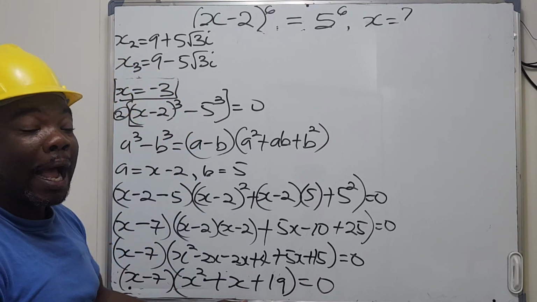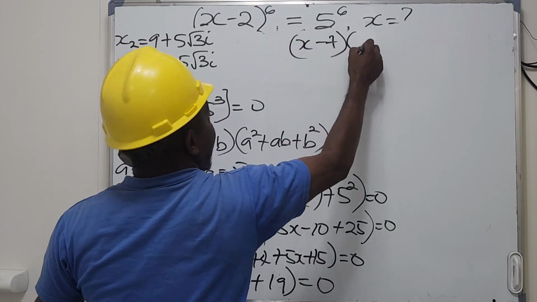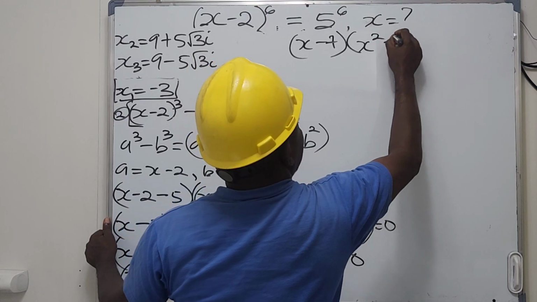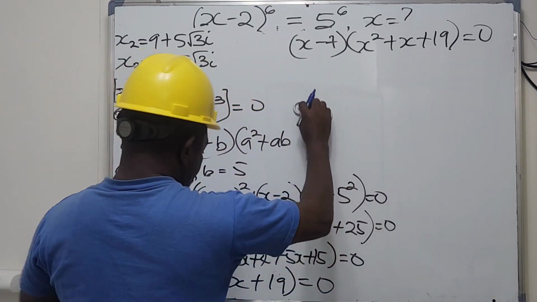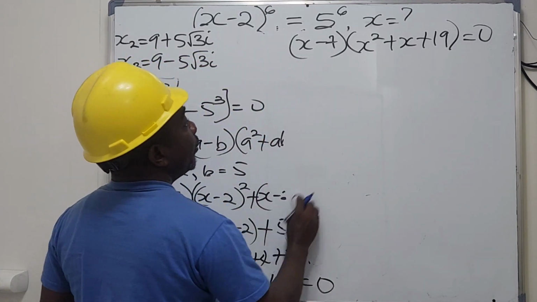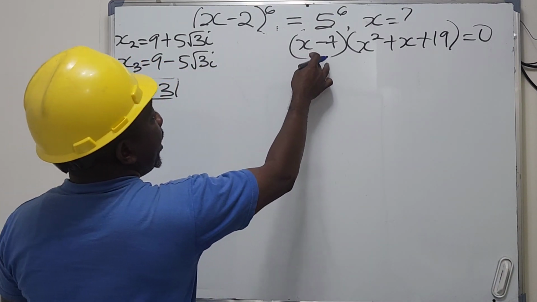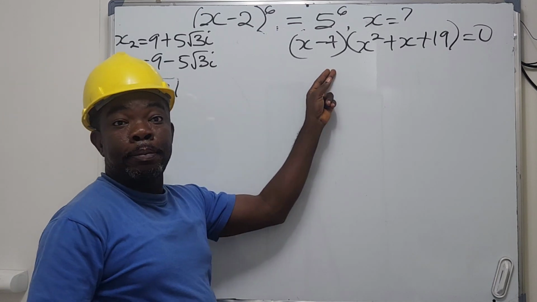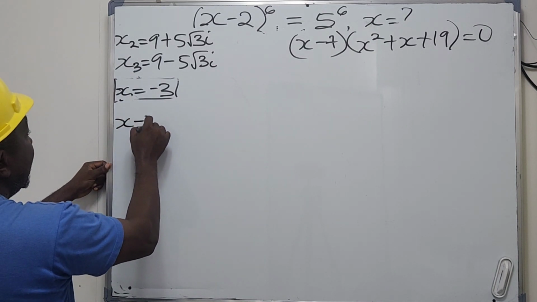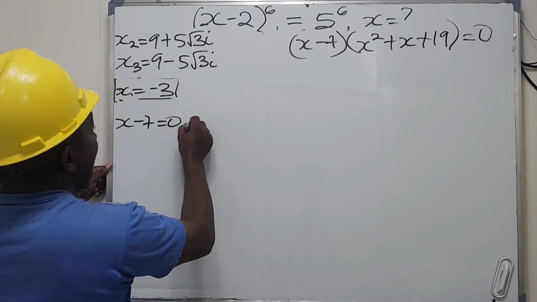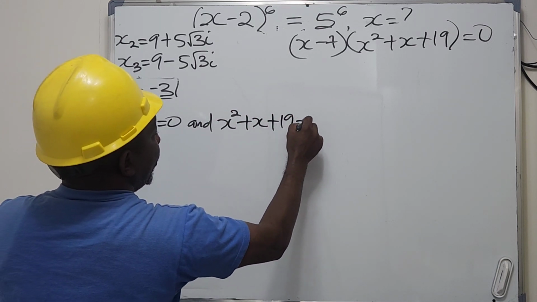So this is what we have as our new solution. We can write this as x minus 7 into x to the power of 2 plus x plus 19 equals to 0. So in that case, we need to evaluate this for us to see a solution of x from this equation. From here, this is in the form first parenthesis equals to 0 or the second parenthesis equals to 0. So let's look at our x minus 7 equals to 0 for this first part, and also we have x to the power of 2 plus x plus 19 equals to 0.